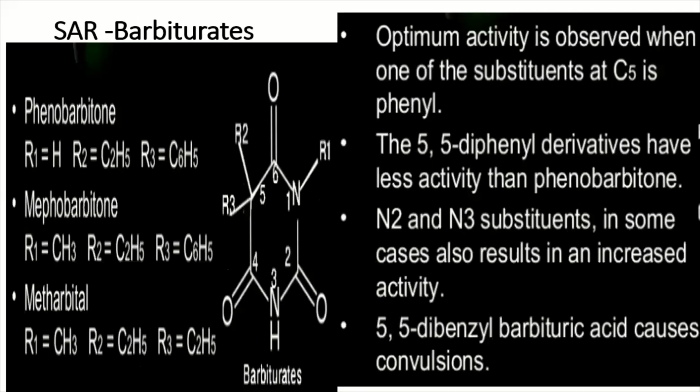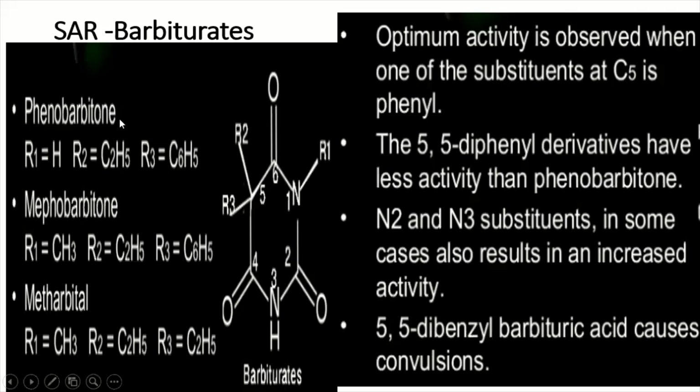Now the next class of drug is barbiturates. So this is the structure of barbiturate. Barbiturate consists of the pyrimidine ring. So this is the pyrimidine ring which is present. Pyrimidinetrione is nothing but barbiturate. So this is the general structure of a barbiturate. Based upon the substitution in the different positions R1, R2 and R3, you get the different barbiturates.